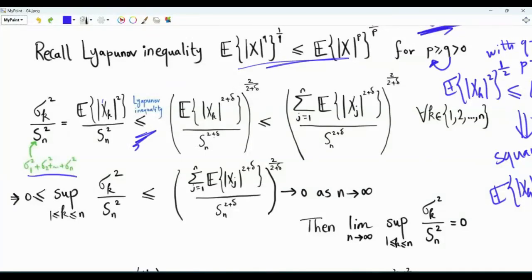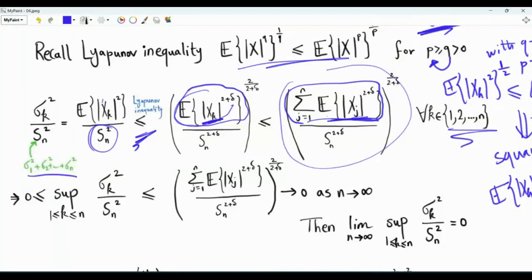Note that Sn to the 2 plus delta, if we raise it to the power 2 over 2 plus delta, we get our original Sn squared here. Now this is a non-negative quantity, and it is less than or equal to the sum if we sum those absolute moments. This is a sum with j from 1 to n, and k is 1 or 2 or 3 all the way to n. So this is just one term in the summation, so the expectation is upper bounded by the summation of those expectations. This is true for every k in this set from 1 to n.